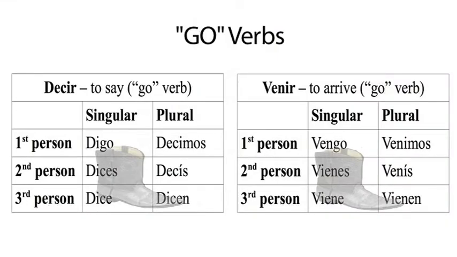ends in go. Many go verbs like tener, decir, and venir are also stem-changing verbs in the tú, él, ella, usted, ellos, ellas, and ustedes forms. Or the boot. I told you we'd see that boot again. And remember that nosotros and vosotros fall outside of the boot, which means that they have regular conjugations and don't follow the stem change. Let's conjugate tener while talking about age.